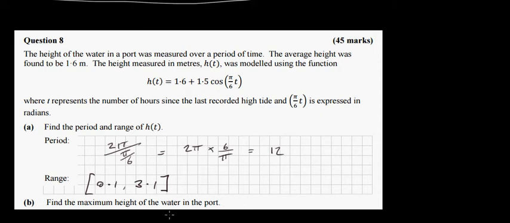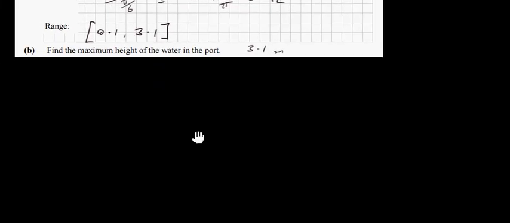So find the maximum height of the water in the port. Well, your function is going to have a range of, or a height of 0.1 meters up to 3.1 meters. So the maximum height of the water in the port is going to be 3.1 meters. So that's fairly straightforward anyway, 3.1 meters here. Okay, now let's have a look at the next part then.